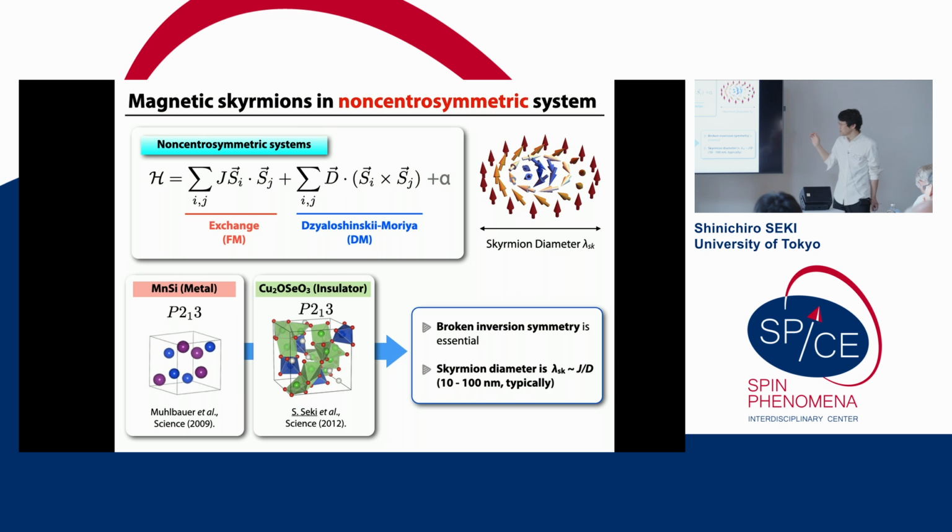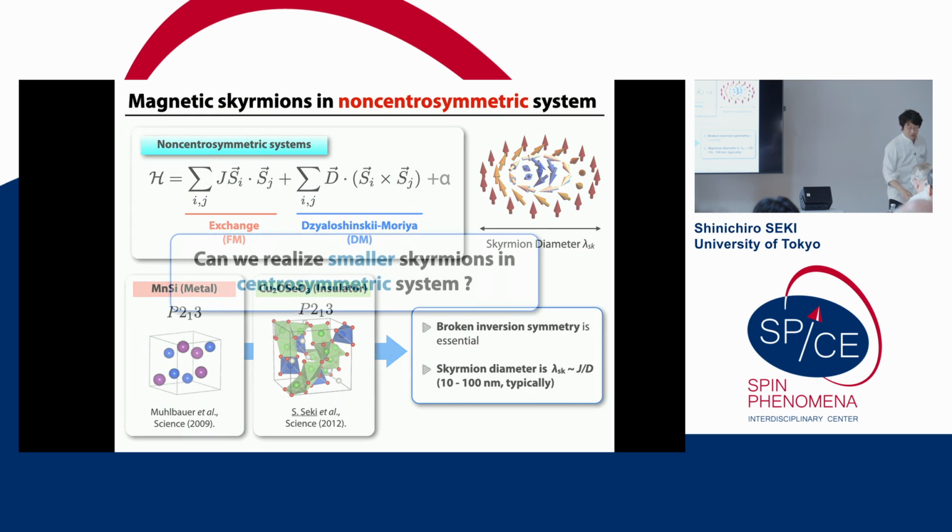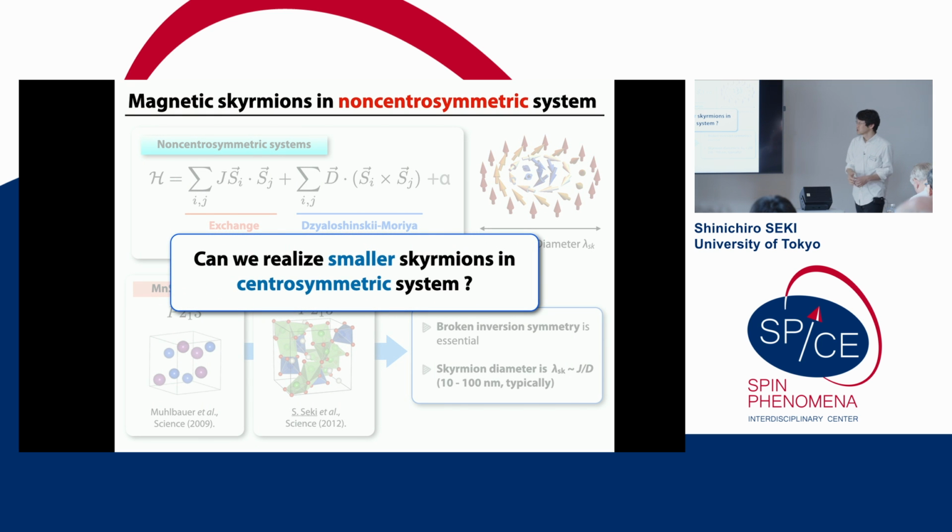However, if we consider the skyrmion as an information carrier, then to enhance its information density, the realization of a smaller skyrmion size is very important. From the viewpoint of material development, it is very important to understand whether we can realize even smaller skyrmions in a centrosymmetric system or not. According to recent theoretical studies, this is actually predicted to be possible.